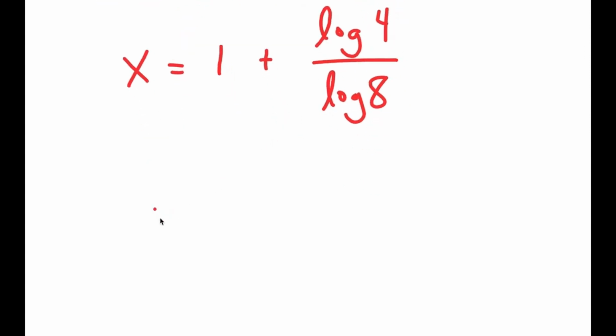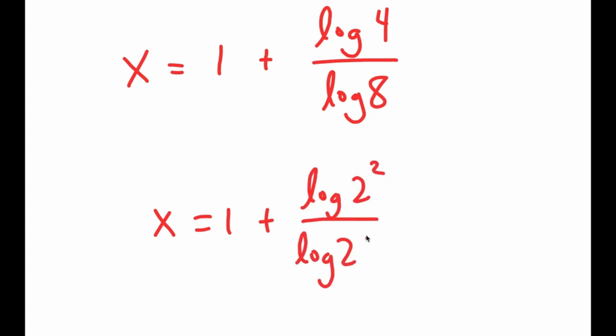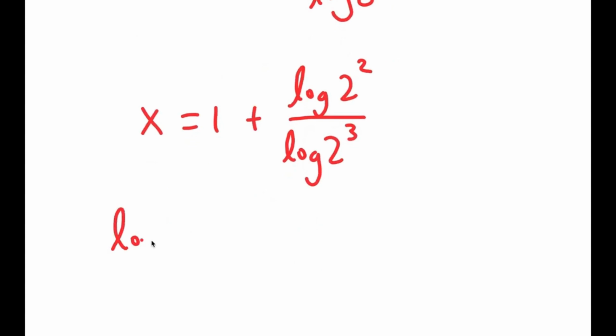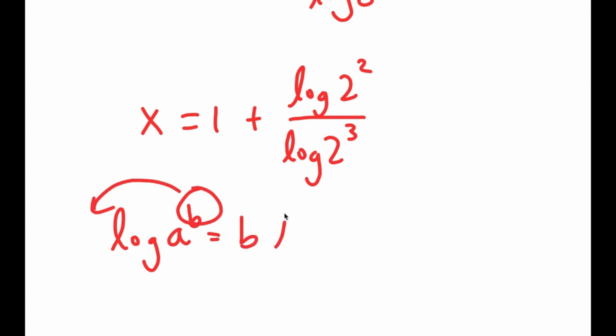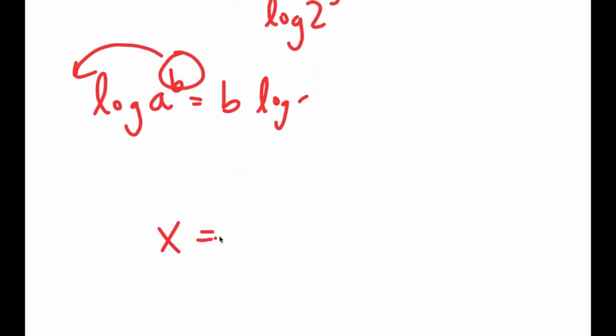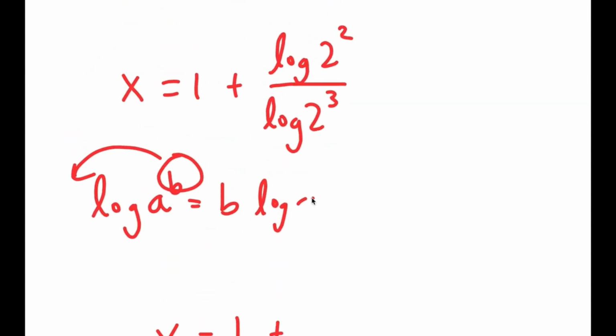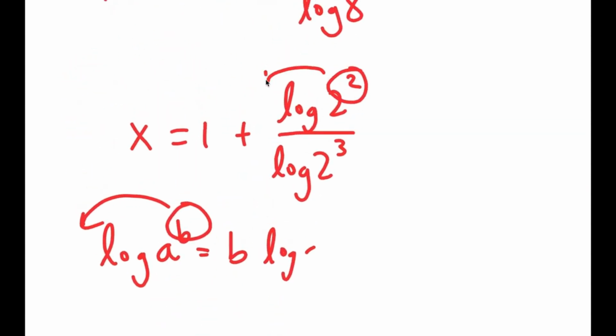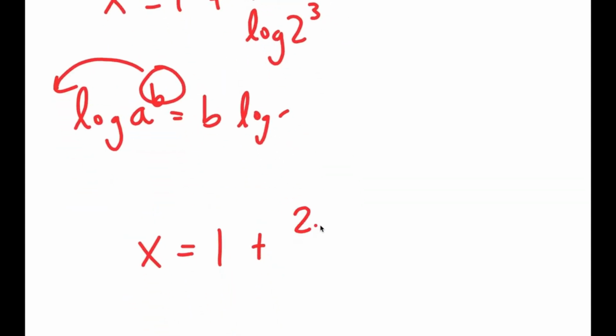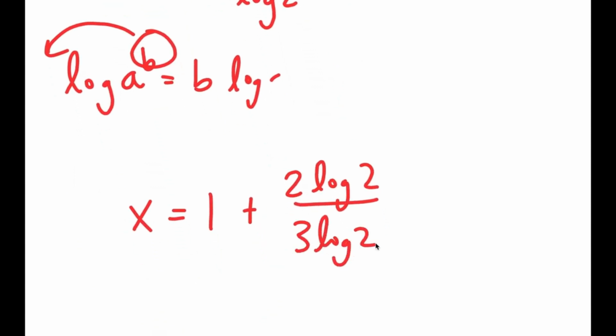Now, log of 4 is the same thing as log of 2 squared. And log of 8 is the same thing as log of 2 to the power of 3. So now if I have something in the form log of a to the power of b, again, I can move b to the front, so it's b times log a. So that's exactly what I'm going to do with both of these. So I get x is equal to 1 plus, I can move the 2 to the front. So 2 times log 2 over the same thing with 3, so 3 times log 2.